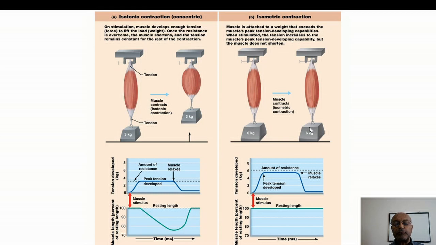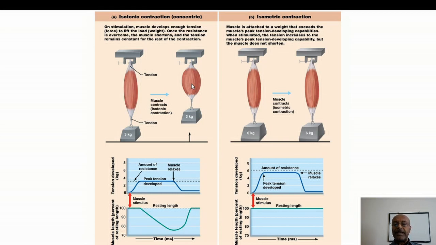Whereas in this one, it's not getting shorter because the weight is 6 kilograms, double that. If it is the same muscle, maybe it is too heavy for the muscle to lift it. So if it doesn't shorten, if it doesn't get shorter, you call it isometric contraction. Why isometric? Iso means the same. We have come across this prefix before. So the length of the muscle remains the same. Because of that, you call this isometric contraction. But this one, you call it concentric.